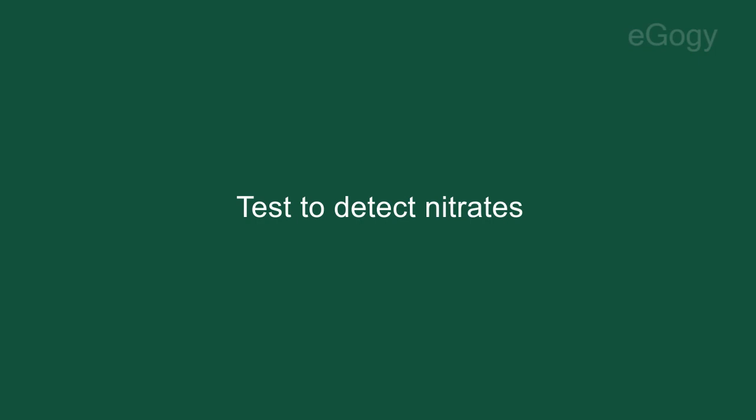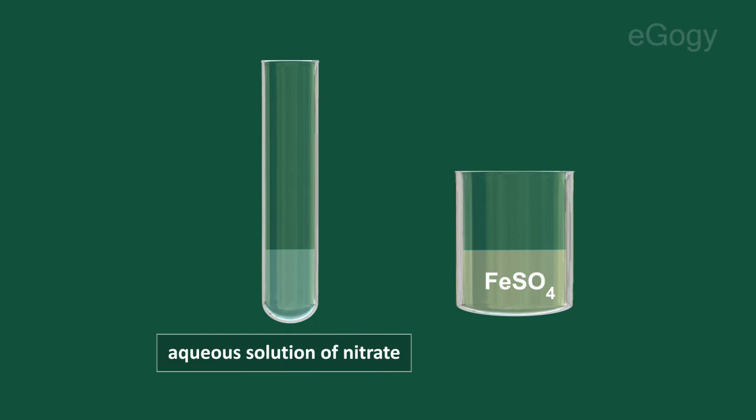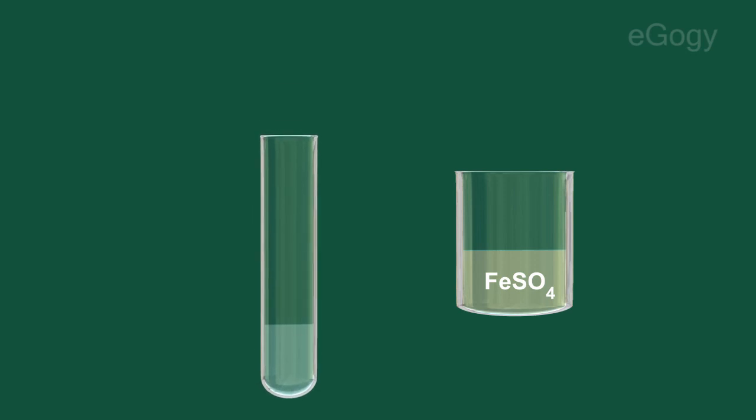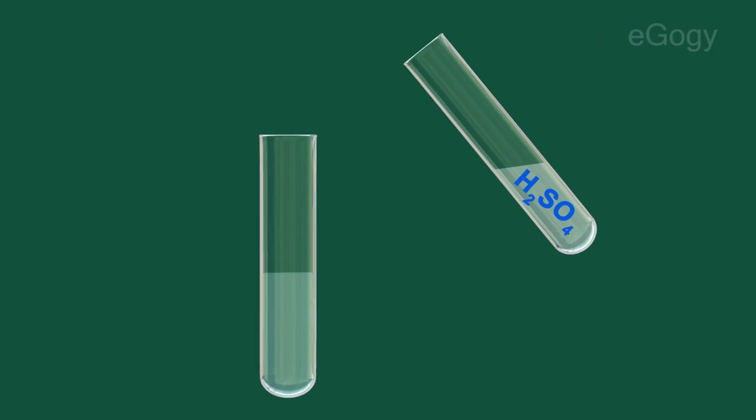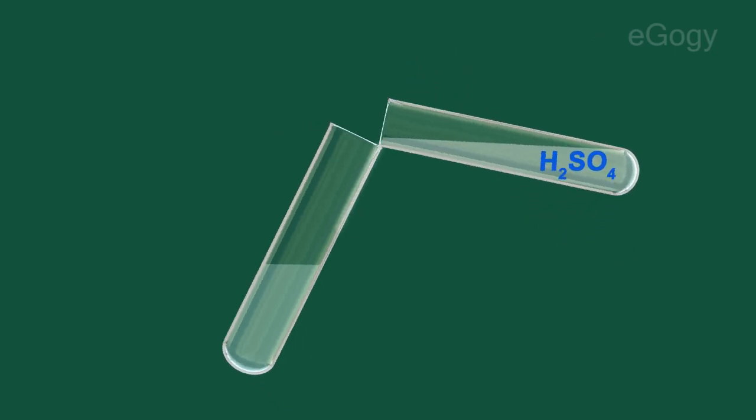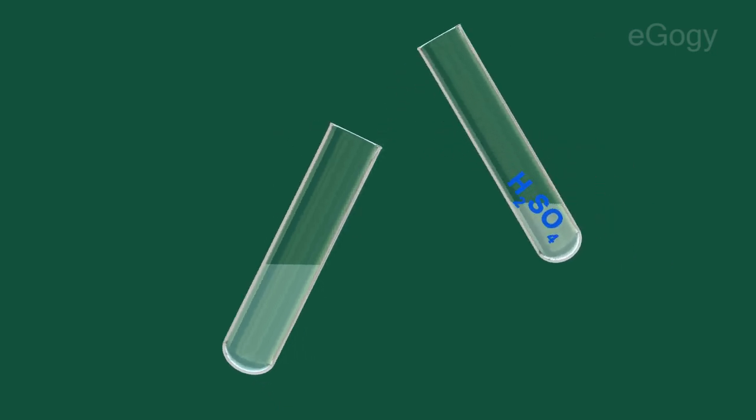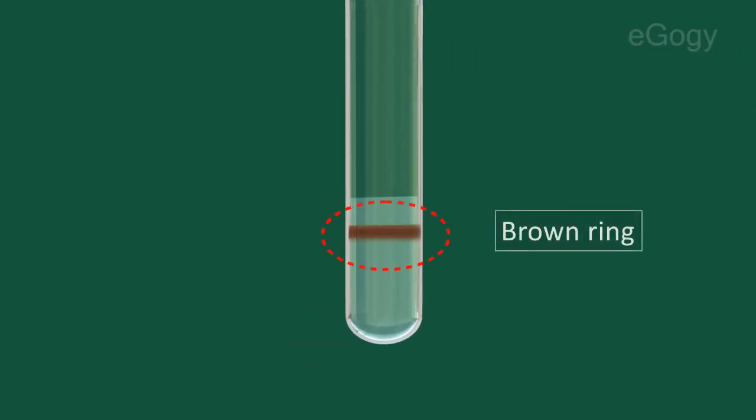Test to detect nitrates. Take a small quantity of aqueous solution of nitrate in a test tube. Add an equal volume of freshly prepared ferrous sulfate solution to it. Shake well. Then pour concentrated sulfuric acid through the sides of the test tube slowly without shaking it. Formation of a brown ring at the junction where the two solutions meet indicates the presence of nitrate.